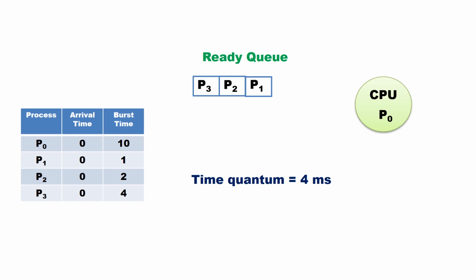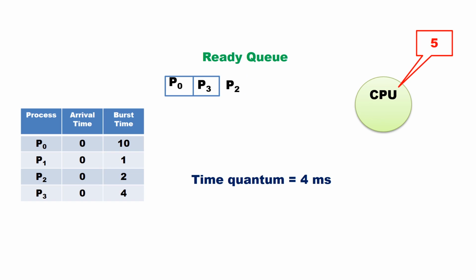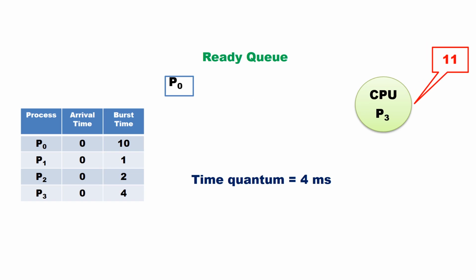Since the time quantum is 4 milliseconds, at time 4, P0 is relinquished from the CPU. Since it has 6 milliseconds more to execute, it is placed at the end of the ready queue. Next, process P1 is allocated. At time 5, P1 finishes its execution and P2 gets the CPU. At time 7, P2 finishes and the CPU is allocated to P3. At time 11, P3 finishes and P0 gets back the CPU.